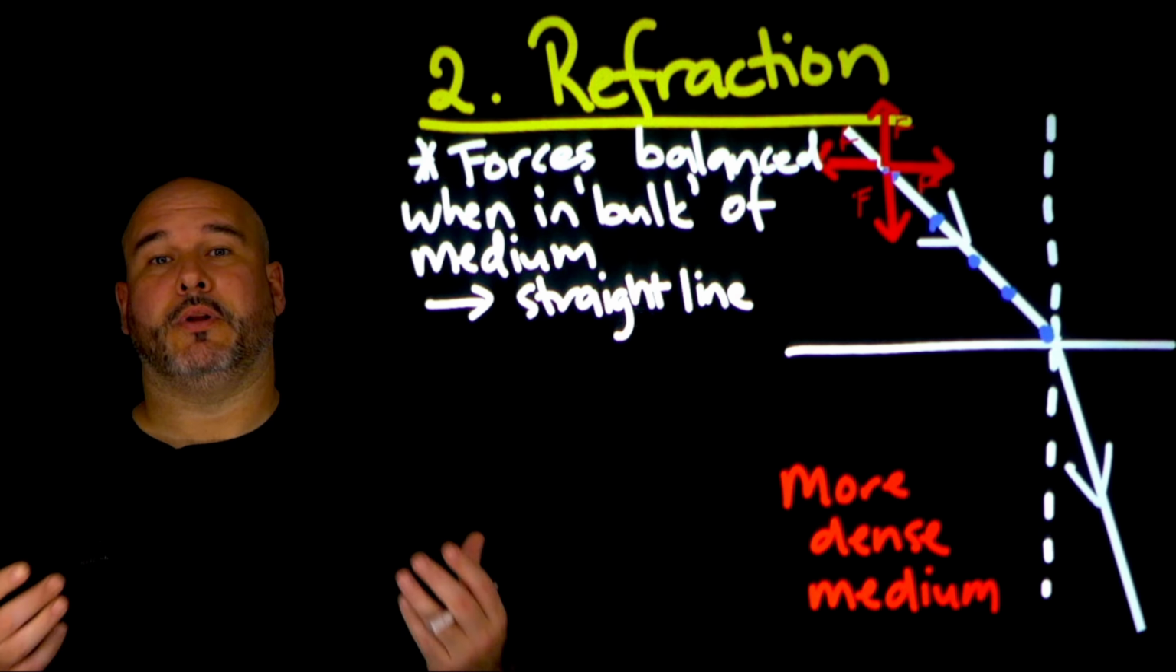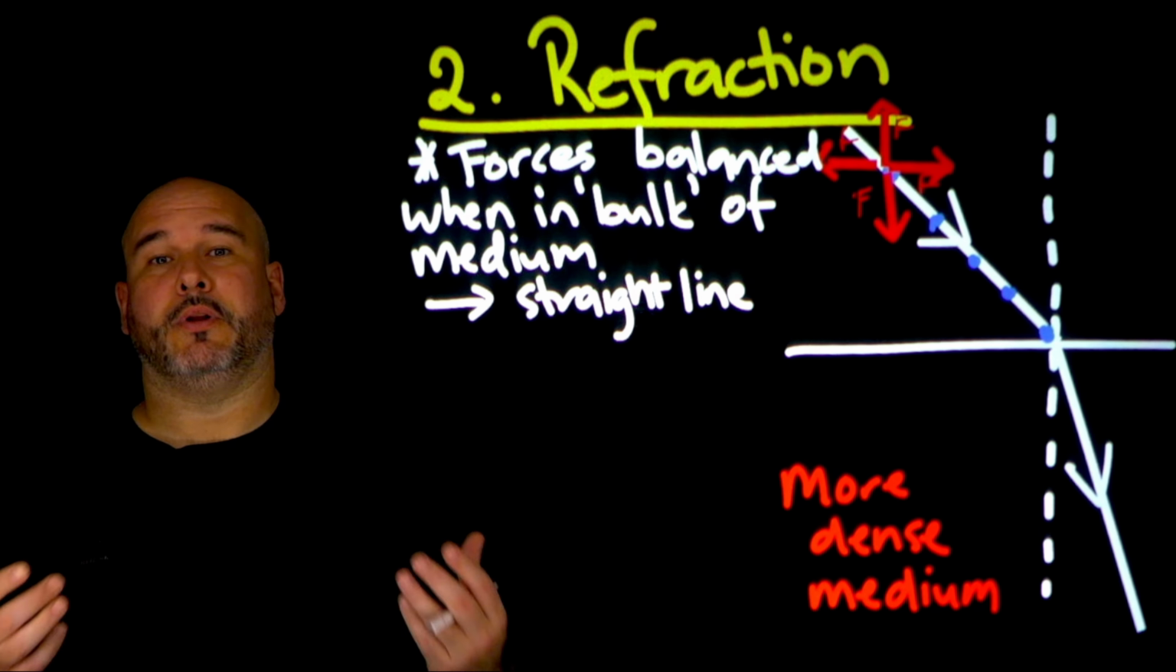Now how does this explain why the angle of refraction is less than the angle of incidence? Let me show you. So here are our 2 components of velocity before it strikes the boundary. This being the velocity perpendicular to the boundary, this being the velocity parallel to the boundary. And due to those velocities, we can figure out what the angle of incidence is.